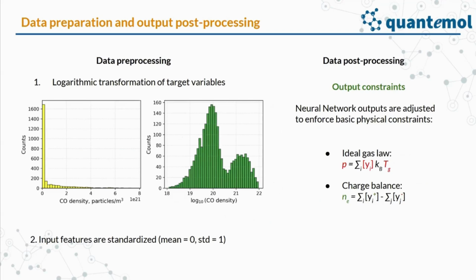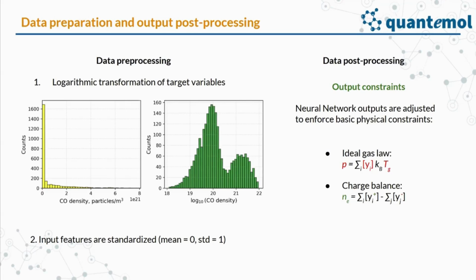Here you can compare the distribution of CO densities in our data set. It's very right skewed. When we perform the logarithmic transformation, now the values look bell-shaped. They're smooth, well bounded, and we stabilized the variance. And also we performed feature scaling. We standardized them, we centered them around 0 and scaled to have a unit variance. This also helps to stabilize the neural network training.